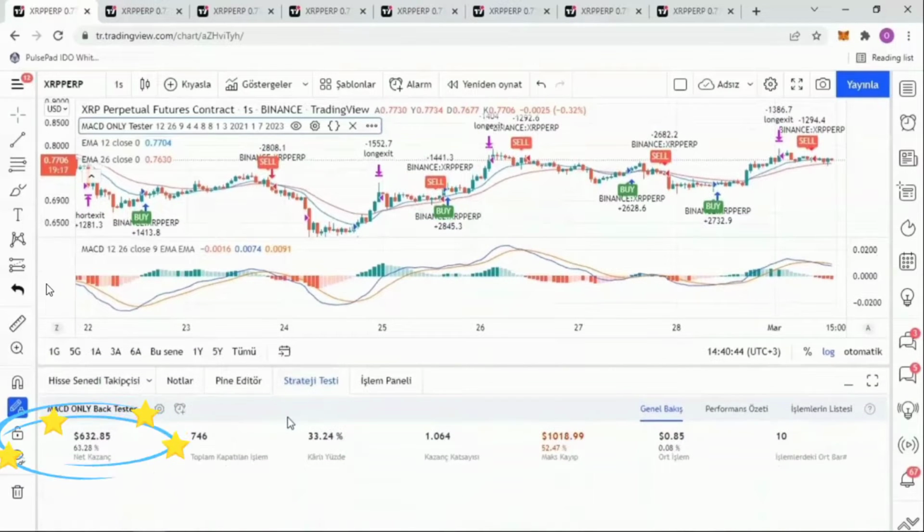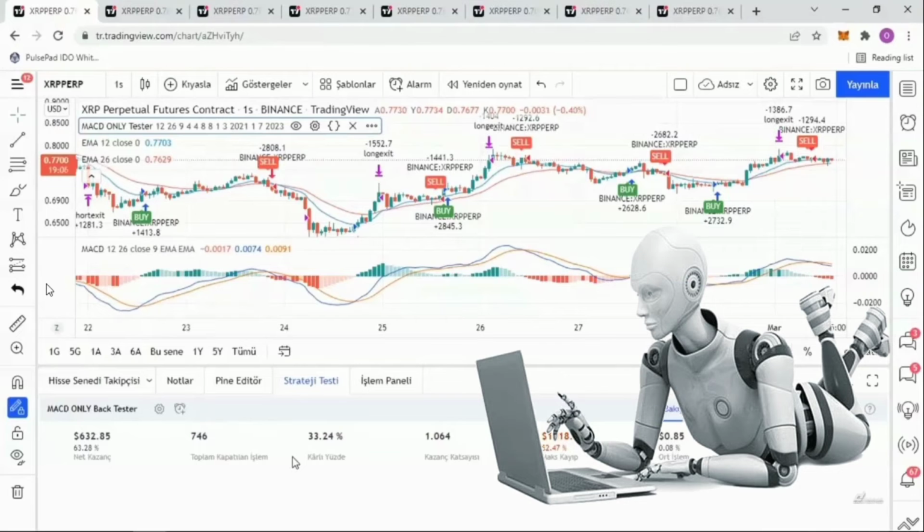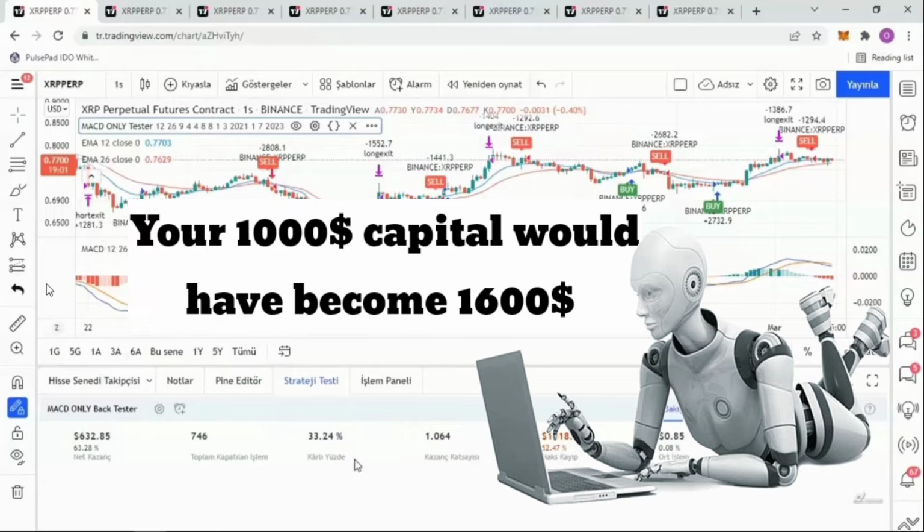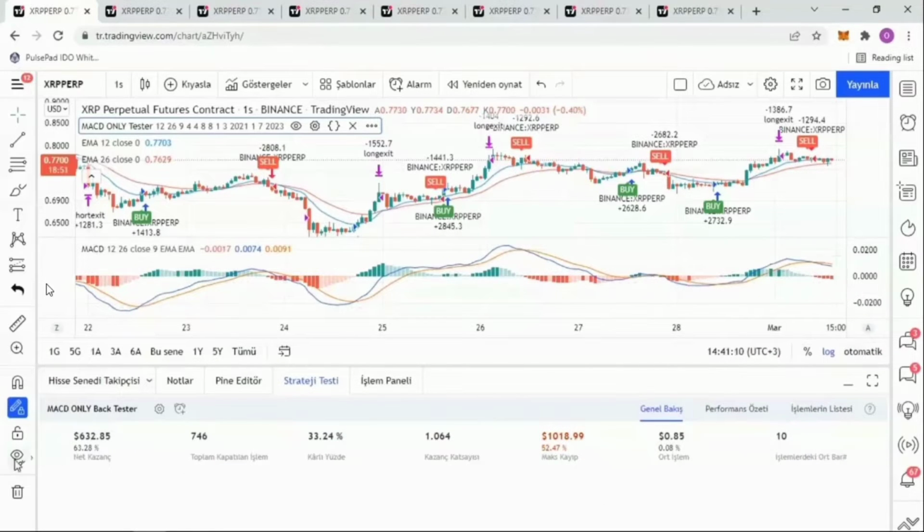Let's check our profitability. In the last 1 year, on Ripple 1 hour chart, this strategy opened and closed 746 positions. Consider that you started a robot on this strategy and it was trading for you for the last 1 year. Then 33% of these positions would have hit its targeted profit levels. And your net profit would be around 63% for a year. 63% profit in a year is a very good number, so we can call this strategy a profitable one.